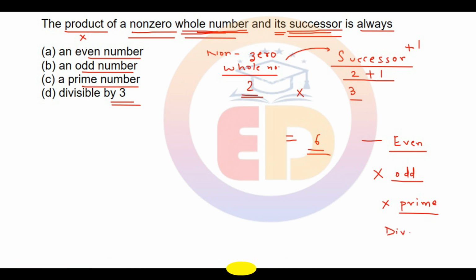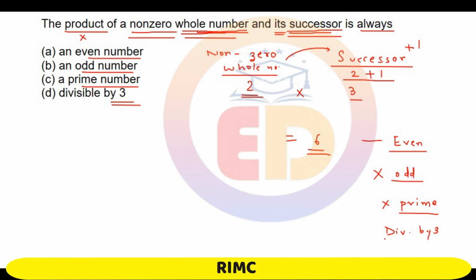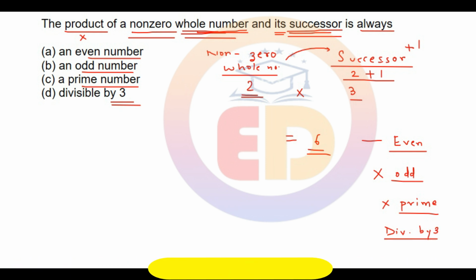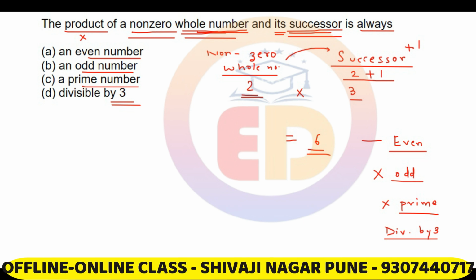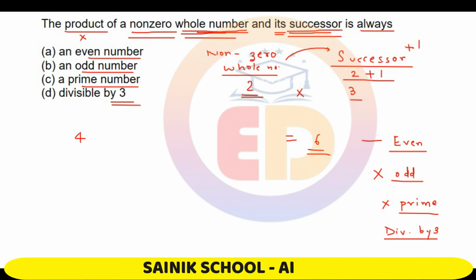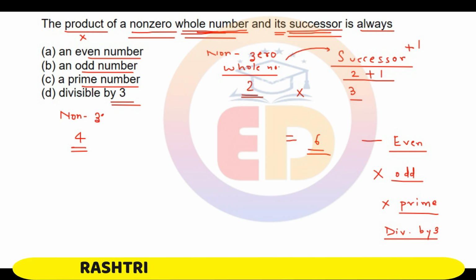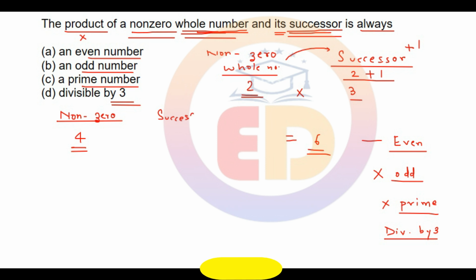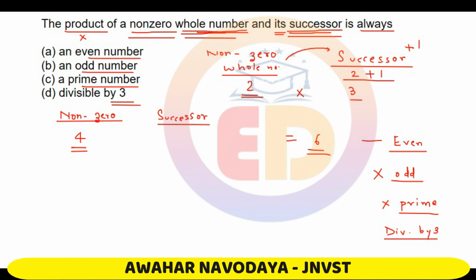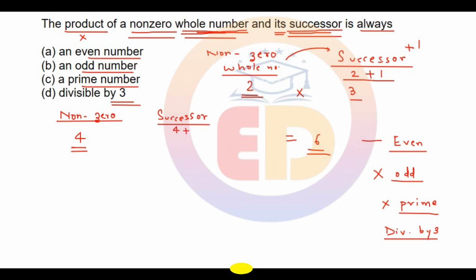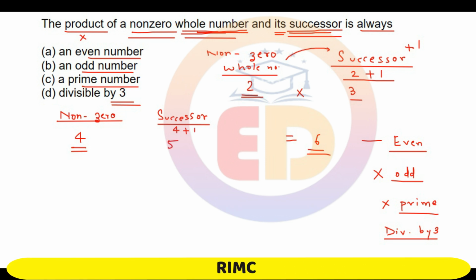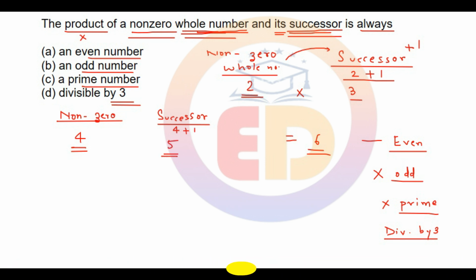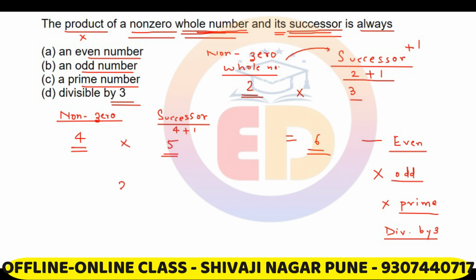But will this happen in all the cases? Let us understand through one more example. Let us take another non-zero whole number, which is 4. If the non-zero whole number is 4, then its successor will be 4 plus 1, 5. And now let us do their product. 4 into 5 is 20.